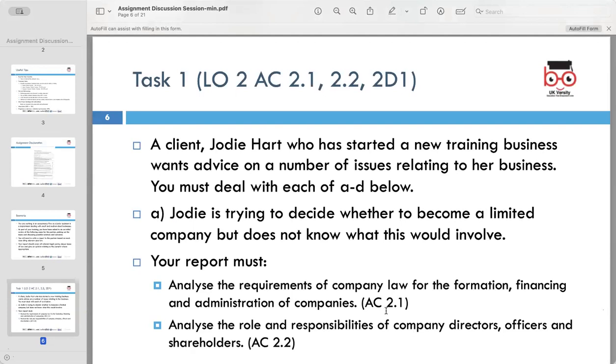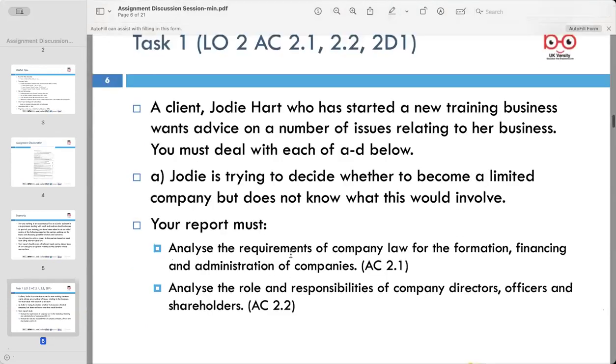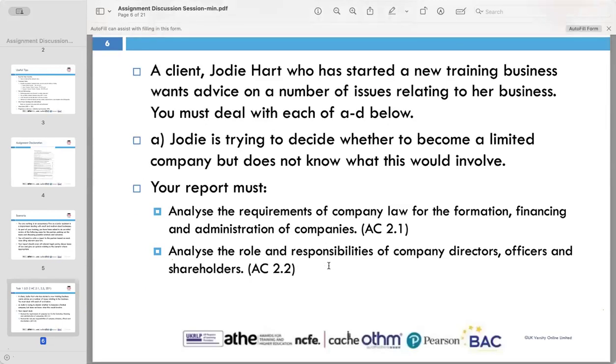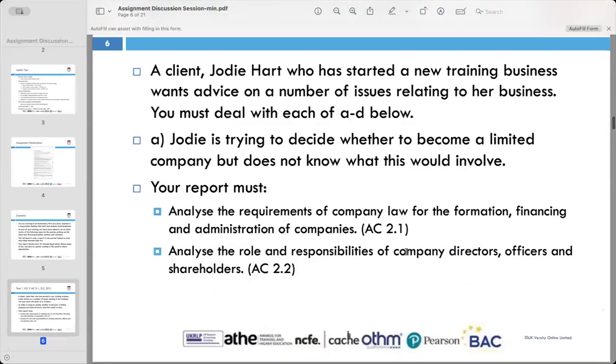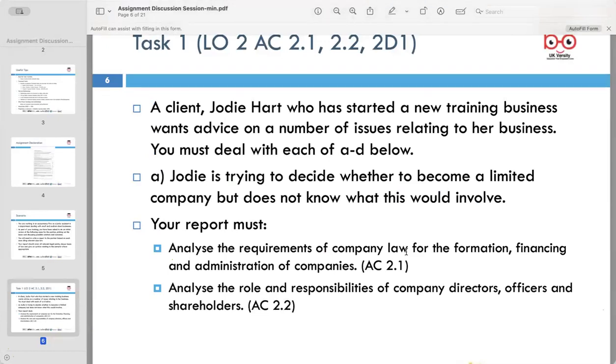If you go through learning outcome 2, 2.1 and 2.2, you analyze the role and responsibilities of company directors, officers, and shareholders. 2.1, look into what company law says about forming, financing, and administrating companies. Understand the legal aspects involved in setting up and running a company.